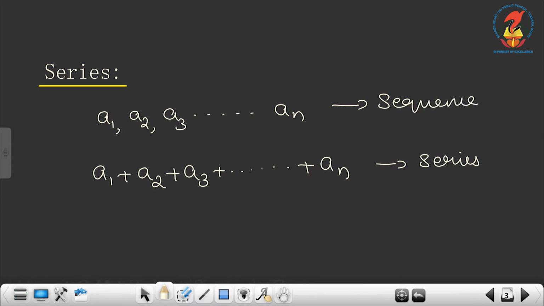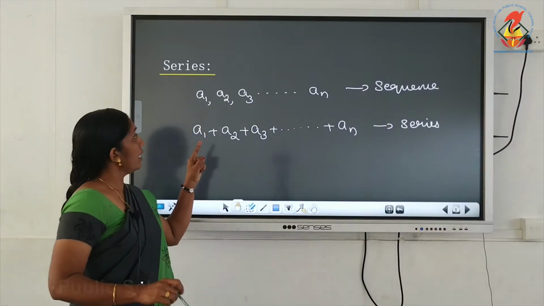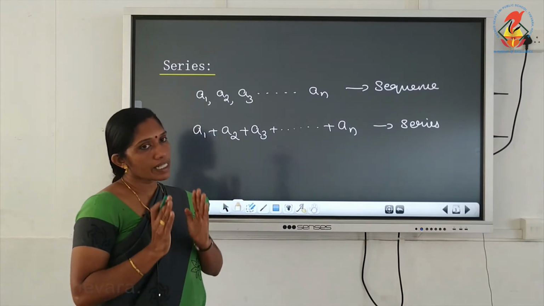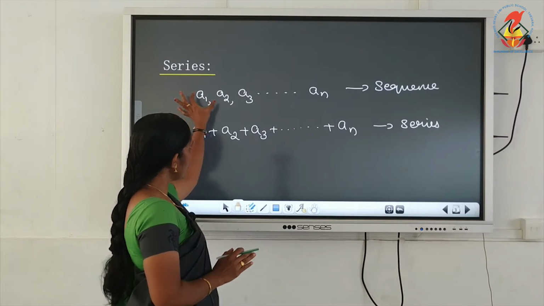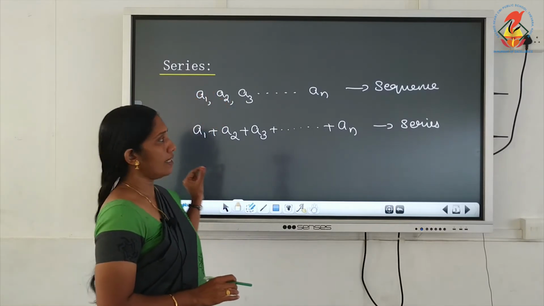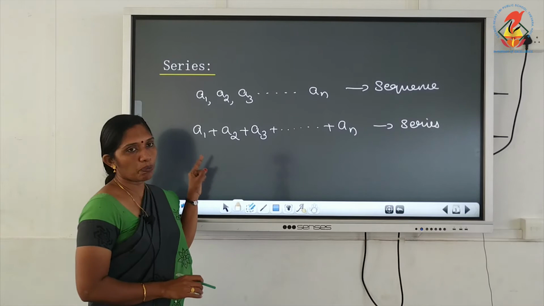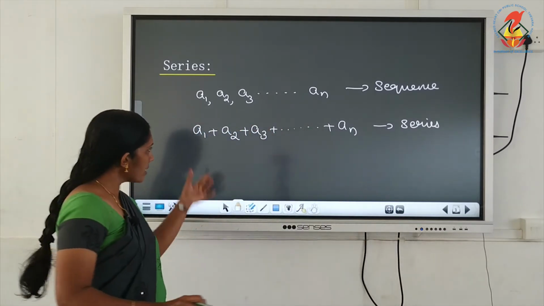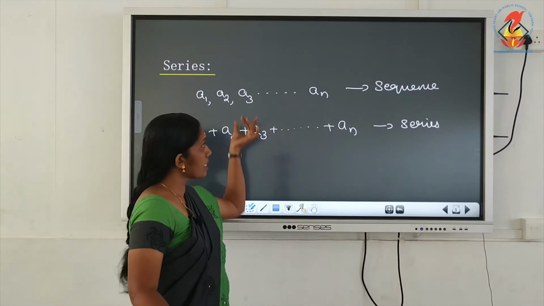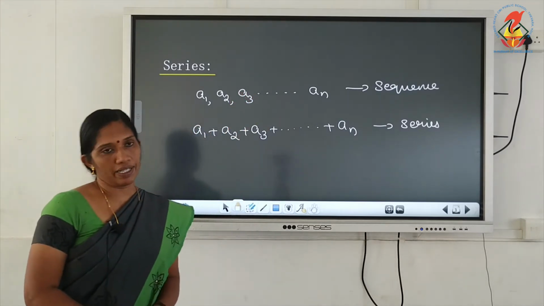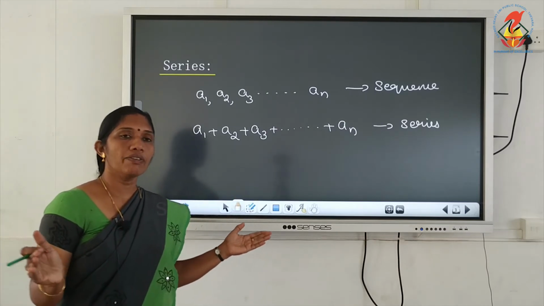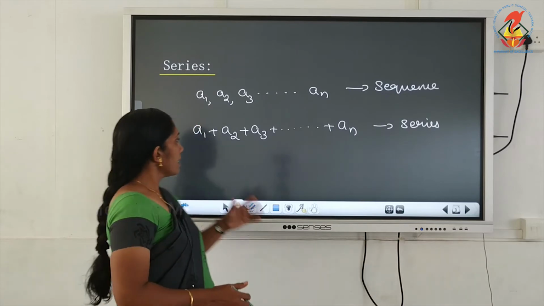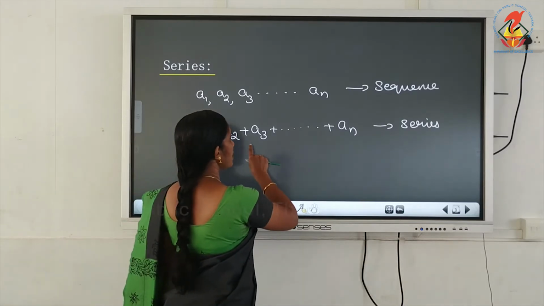So, understood the difference? A1, A2, A3, etc., An, that's a given sequence. Then the series associated to this sequence can be written as A1 plus A2 plus A3 plus etc. plus An. So this series is finite since the given sequence is finite. If the sequence is infinite, then the corresponding series is infinite.